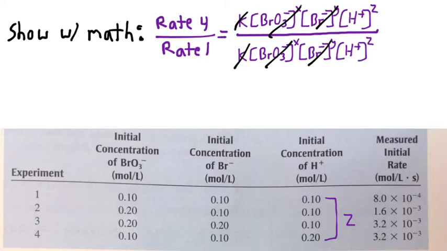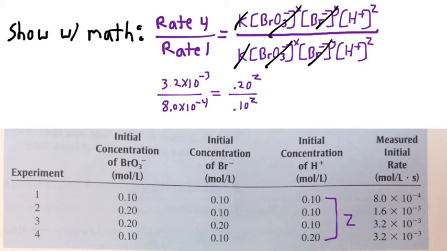Bromate for experiments 1 and 4 is the same concentration, and it'll be the same reactant order, of course, and same with bromide. So all we're left with is H plus to the Z power. So when we plug in our numbers for that, we have our rates, and then we have our concentrations to the Z power. So when we divide, then we get 4 equals 0.2 over 0.1, which is 2 to the Z power.